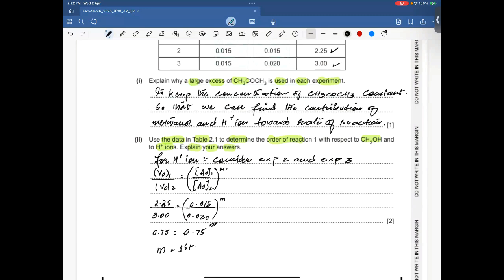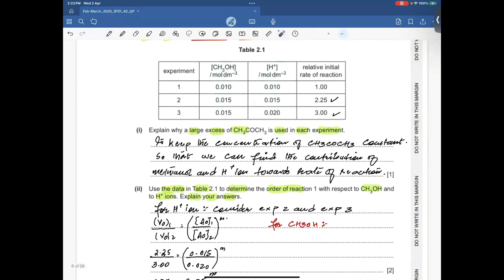All right. Let's talk about methanol. Methanol is a very straightforward case. As you can see in the data, the concentration of methanol in experiment 2 and 3 are constant. On the other hand, the rate of reaction changes, which means the rate has nothing to do with the concentration of methanol, which means the rate of reaction is independent of the concentration of methanol, and therefore with respect to methanol it is zero order.